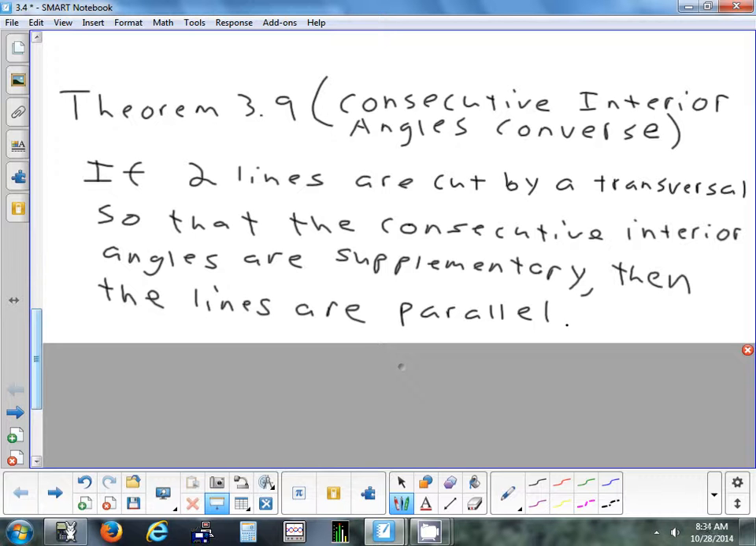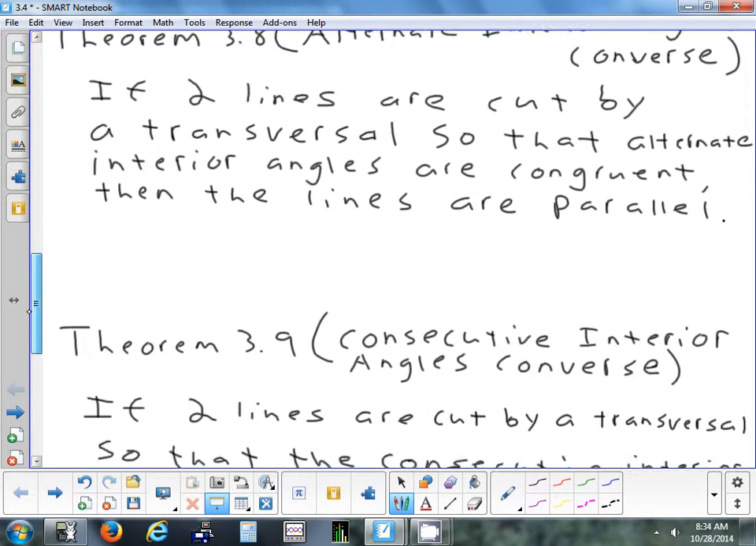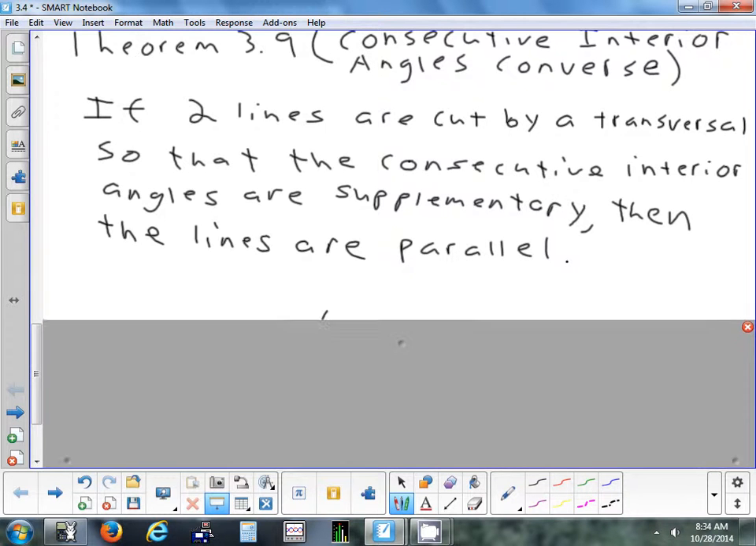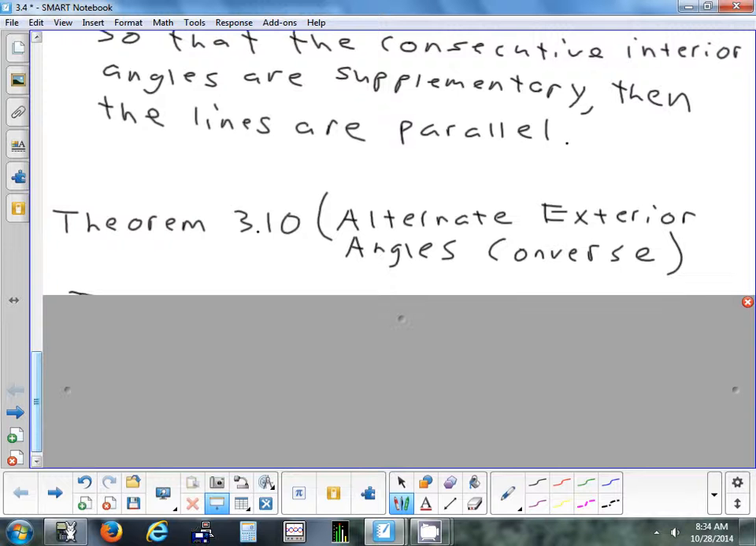What kind of angles did that last theorem we just did have to do? Well, we've used consecutive interior. We've already used corresponding, and we've used alternate interior. Exterior. What kind of exterior? The alternate. Yep. The last one is the alternate exterior angles converse. Does it have to be 3.10? Yeah, because 3.1 is a different theorem.